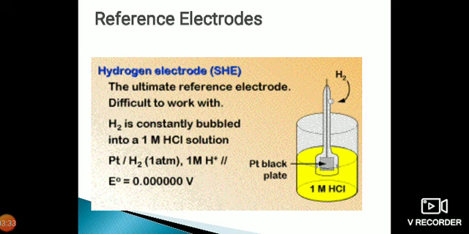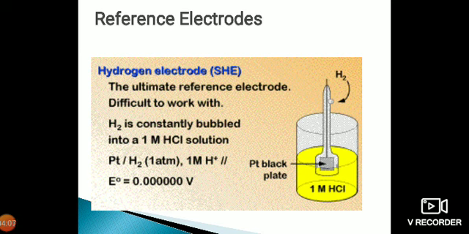So hydrogen is constantly bubbled into a 1 molar solution of HCl. You can represent that hydrogen electrode as Pt, the metal bar for making electrical contact, | H2 maintained at 1 atmospheric pressure | 1 molar H+ ions, and that double bar represents the salt bridge connecting it to another electrode for constructing a cell. Arbitrarily, the standard electrode potential of the hydrogen electrode has been considered as E0 equals 0 volts.